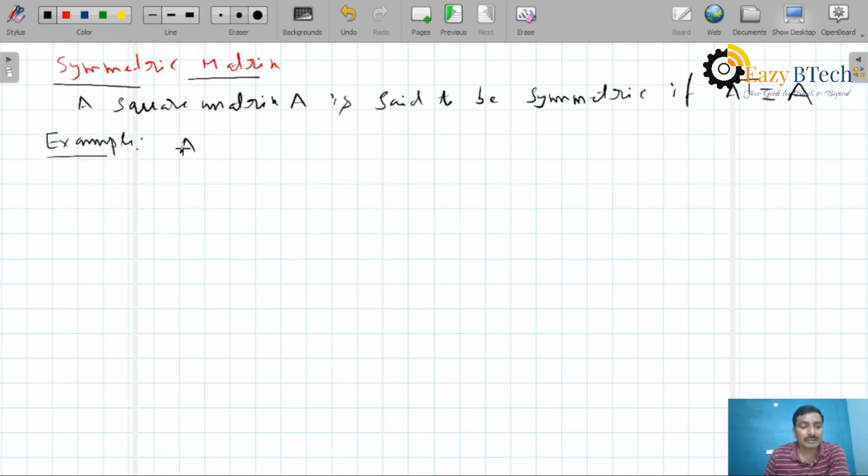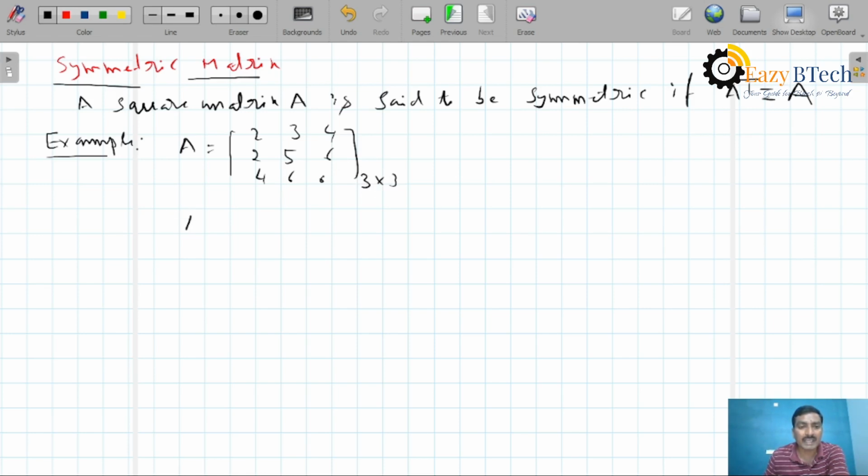A equals 2, 3, 4, 2, 5, 6, 4, 6, 0. This is a square matrix. It contains 3 rows and 3 columns.